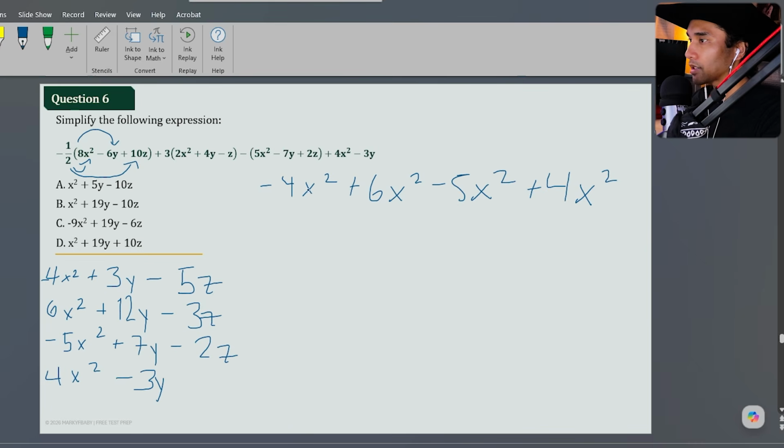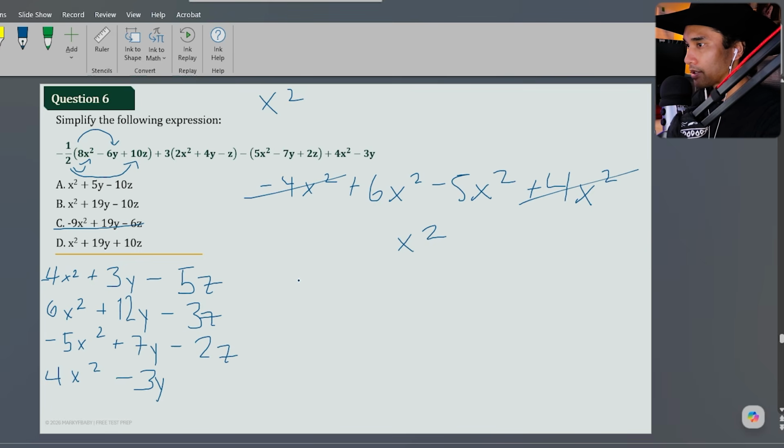Well, combining like terms, I could see that this negative 4x squared and this positive 4x squared can be canceled out. So I'm going to cross these out, leaving me with 6x squared minus 5x squared, and this equals x squared. Okay, we have our first term. And if we look at our answer choices here, there's only 3 with x squared first, and I'm going to eliminate C.